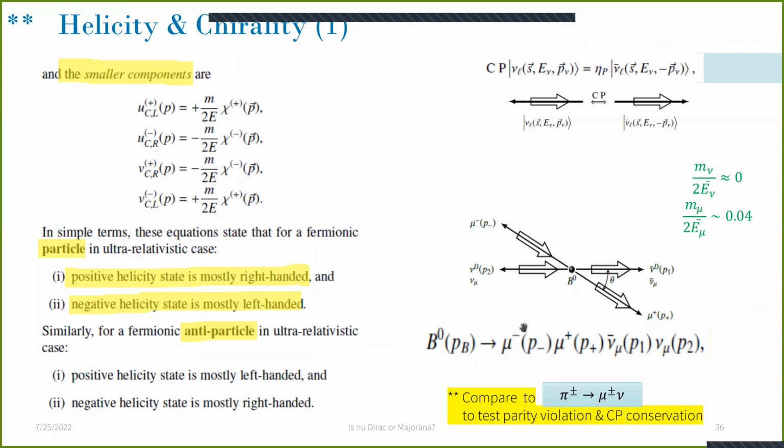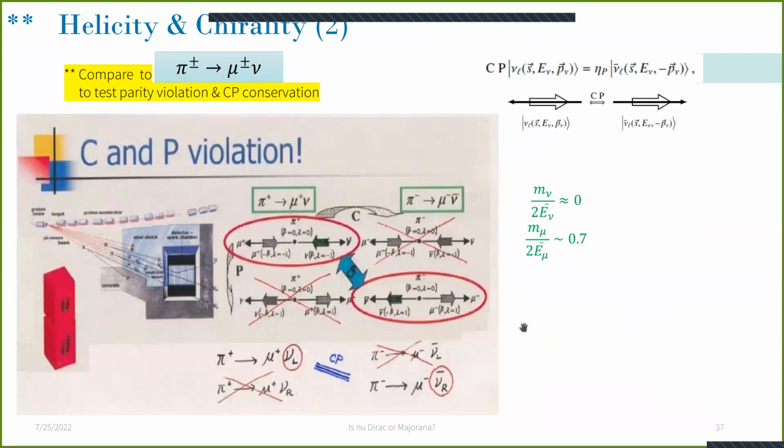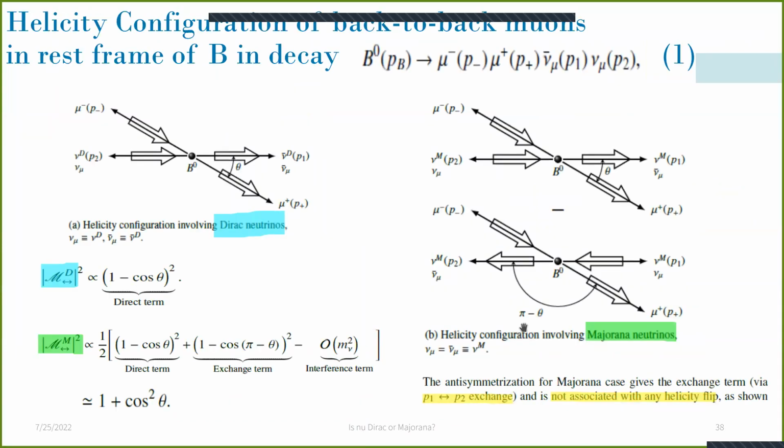Now I put the angle theta like this: mu plus and nu bar. This is the Dirac case. Theta is defined in the B0 decay at rest frame, nu mu nu nu. Because the spin is 0 here, it must be 1 minus cosine theta squared, because you cannot go the other way.